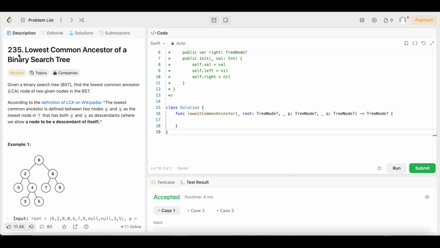Today we have question number 235, lowest common ancestor of a binary search tree. The difficulty level is medium, but don't worry, we're going to keep the solution as simple and easy to understand as possible. So let's get into it, y'all.